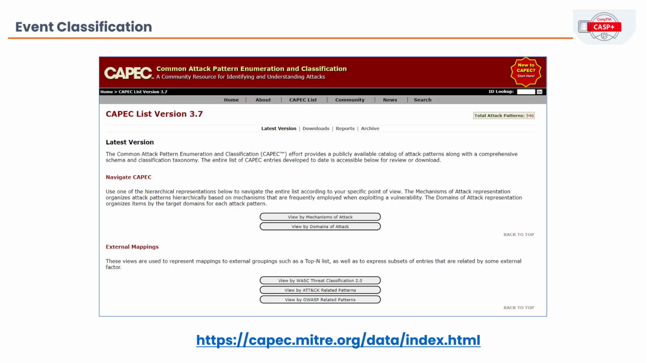The U.S. Department of Homeland Security created the Common Attack Pattern Enumeration and Classification, or CAPEC. So this means Common Attack Pattern Enumeration and Classification. It is used to offer the public a database of known attack patterns. There are numerous references for various attack vectors that can be found through this specific database.